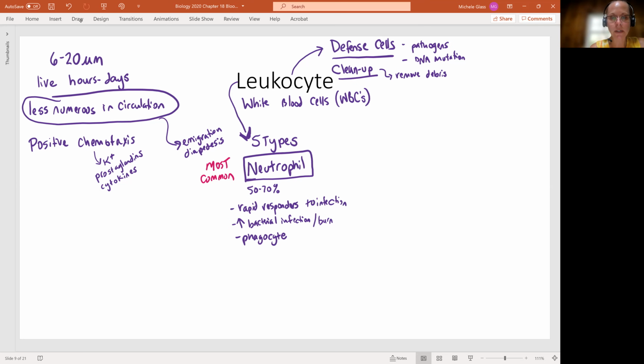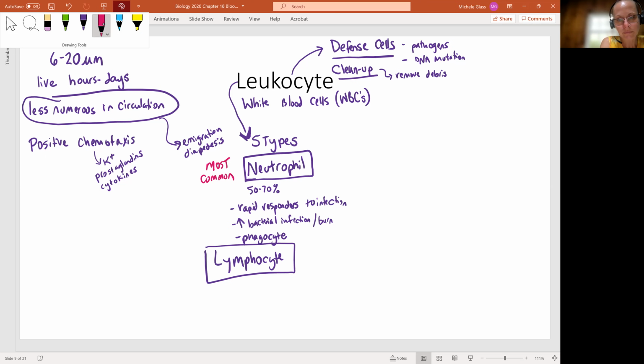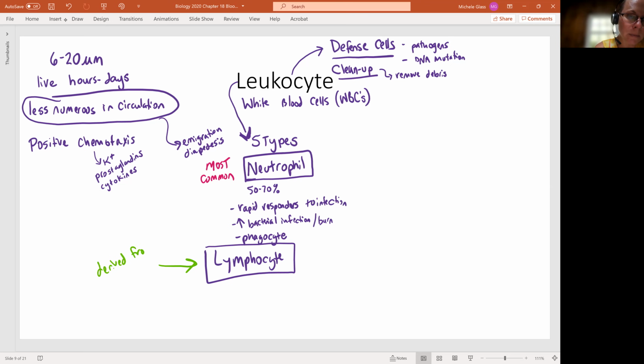The next one to mention is the lymphocyte. Now, we mentioned already that the lymphocyte, let's put this in a green so it really stands out. The lymphocyte is derived from the lymphoid stem cell, whereas the rest of these are coming from the myeloid stem cell. So this is a significant difference.